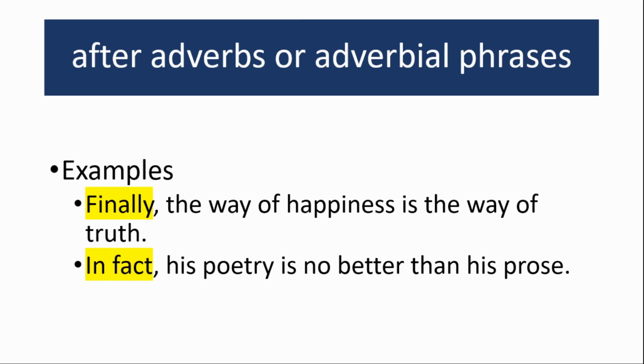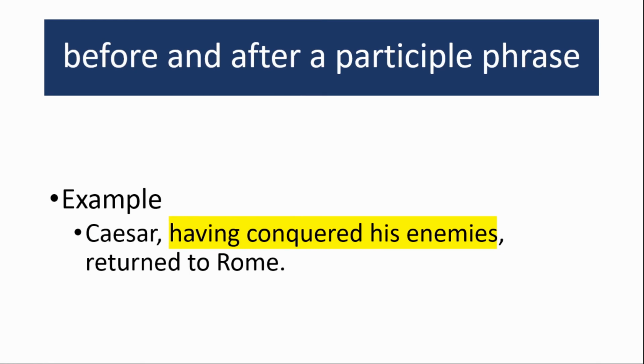The mark of comma is used before and after a participle phrase, provided that the phrase might be expanded into a sentence, and is not used in a merely qualifying sense. Look at these examples. Caesar, having conquered his enemies, returned to Rome.